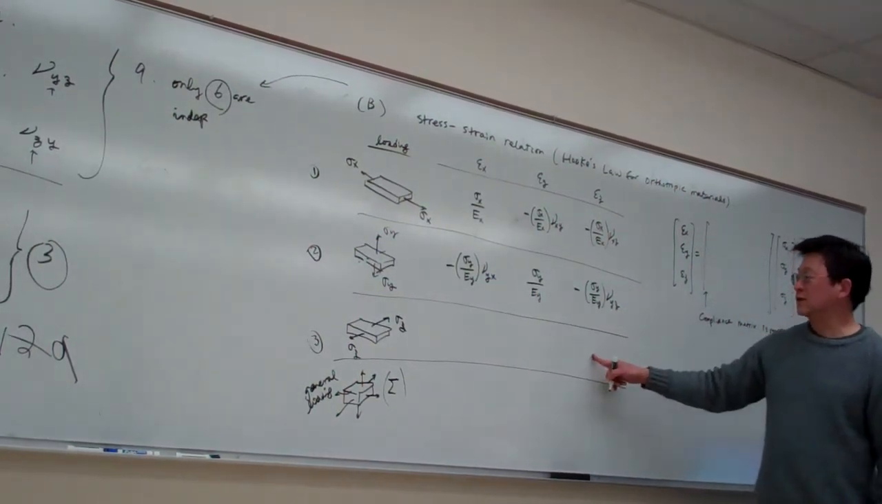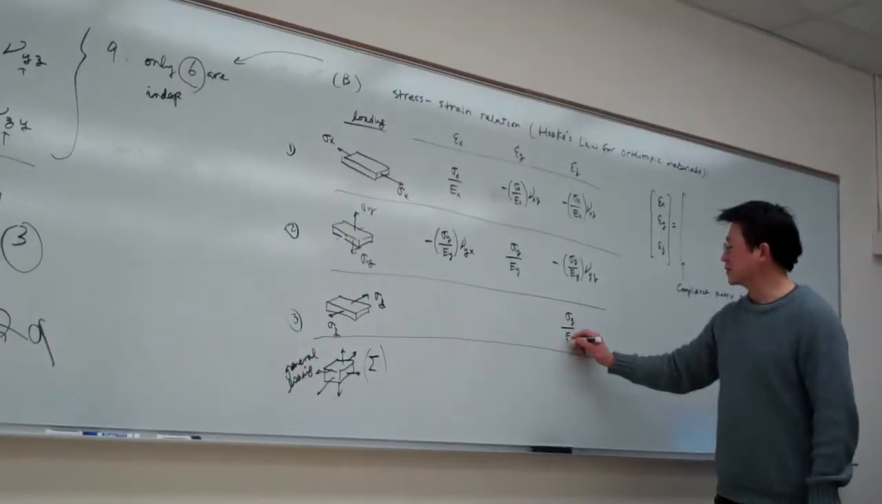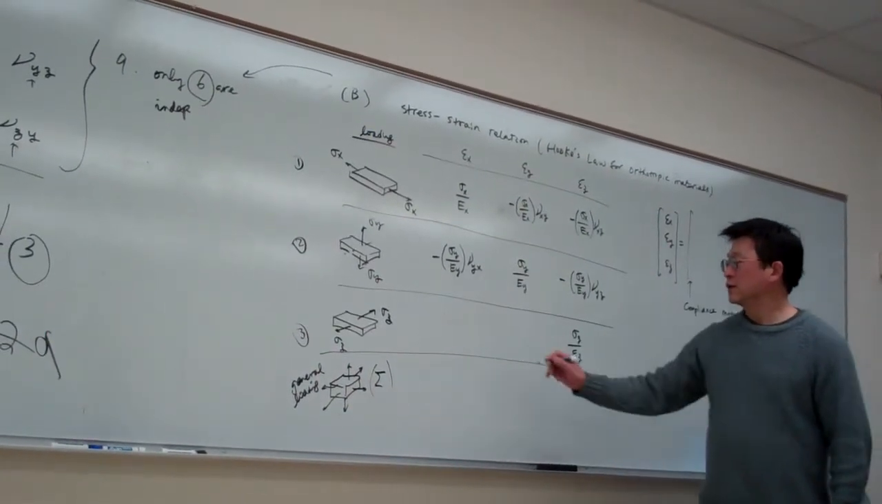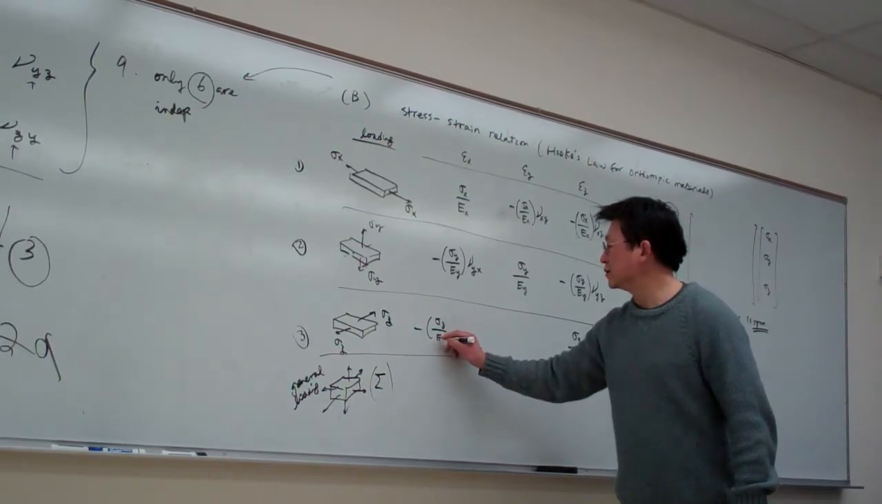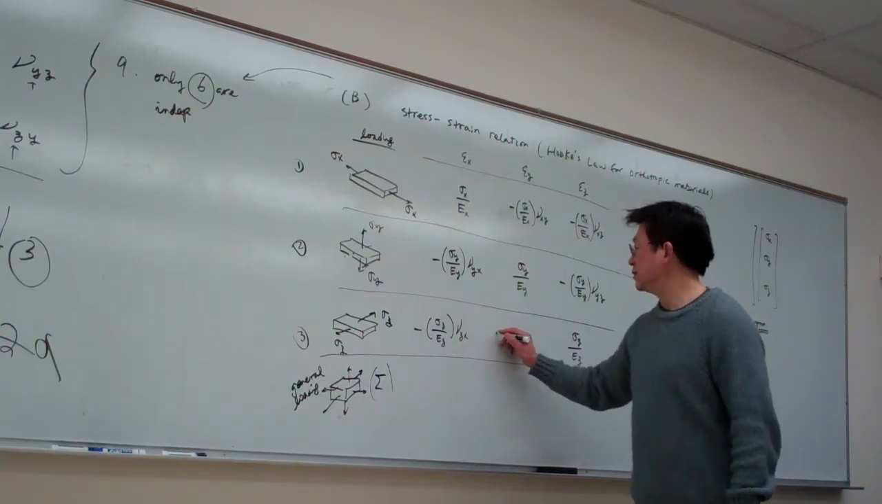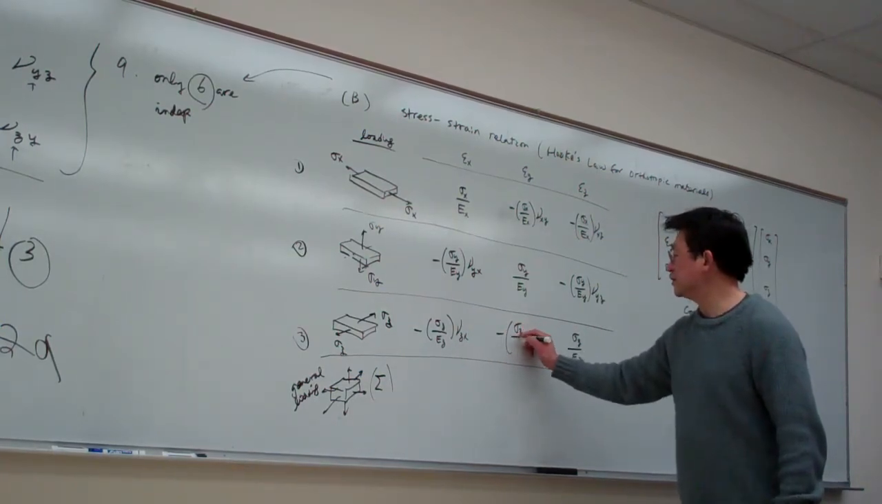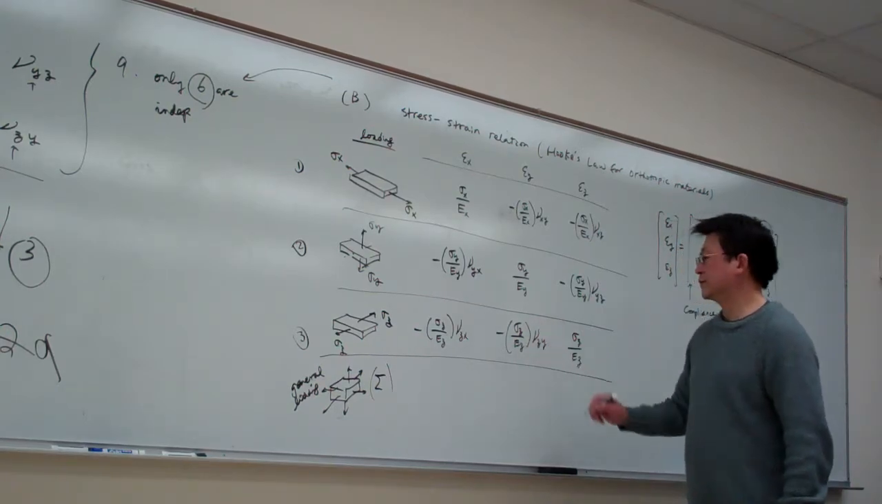Okay, the third one, right now z is the direction of loading, so sigma z divided by Ez. So now for this case it is sigma z, Ez, and mu zx. This one is sigma z and Ez and mu zy.